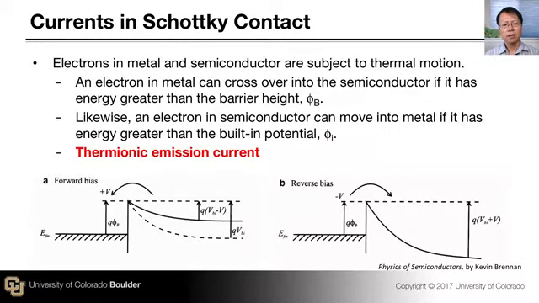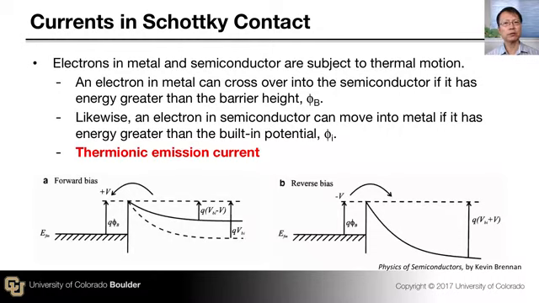Now, what allows electrons to overcome this barrier? Because even in the forward bias case, there is a finite energy barrier, and electrons need to overcome this energy barrier. So what allows the electrons to overcome this barrier? That's their thermal energy. So the electrons in the semiconductor side and metal side have this energy distribution due to their thermal energy according to the Fermi-Dirac distribution.